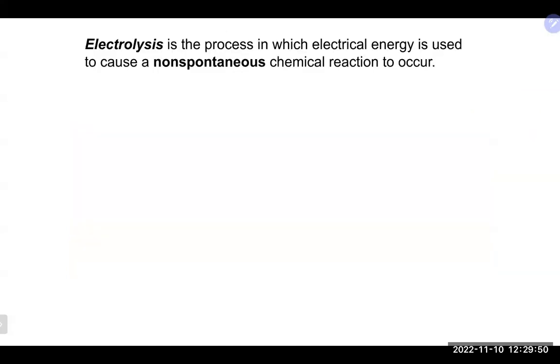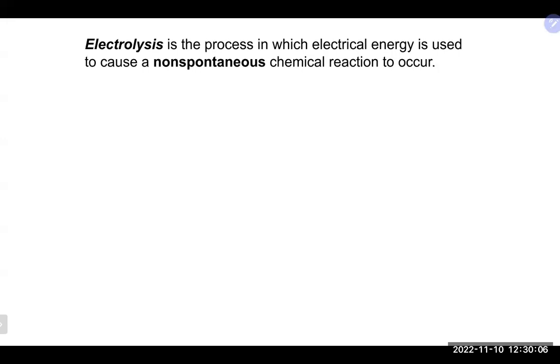So batteries, you need to know how they're similar to a galvanic cell, how they're obviously a little bit different. You need to know what corrosion is. You need to know a couple of ways to protect against corrosion. Any questions on any of that there?